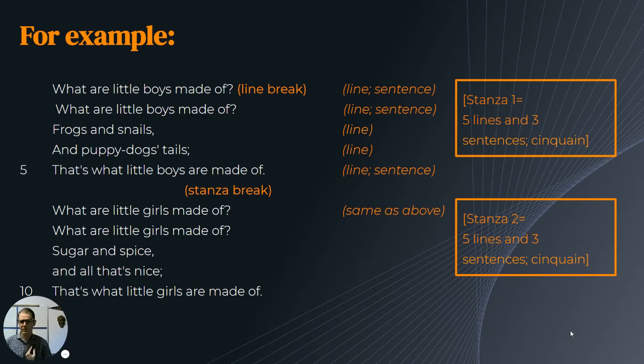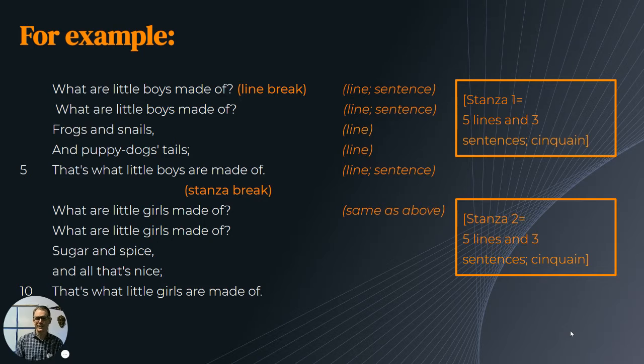Okay, so we have this poem here, and this is a poem from my childhood. You may have heard of it, you may not, but this poem is, "What are little boys made of? What are little boys made of? Frogs and snails and puppy dogs' tails. That's what little boys are made of. What are little girls made of? What are little girls made of? Sugar and spice and all that's nice. That's what little girls are made of." Now, we're not going to get into all of the problematic areas of gender stereotypes and that sort of thing in this poem. It was a kid's poem long ago, all right?